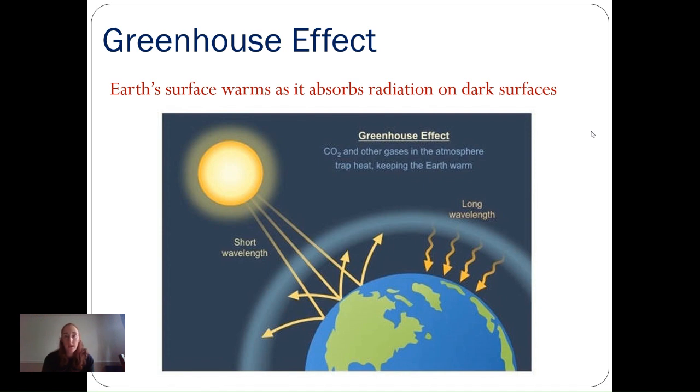So the greenhouse effect basically is the result of the ability of Earth to absorb radiation and to heat up. As the sun's radiation travels to Earth and through our atmosphere, if we have dark surfaces on Earth, that absorbs heat and it makes Earth's surface more amenable to life.